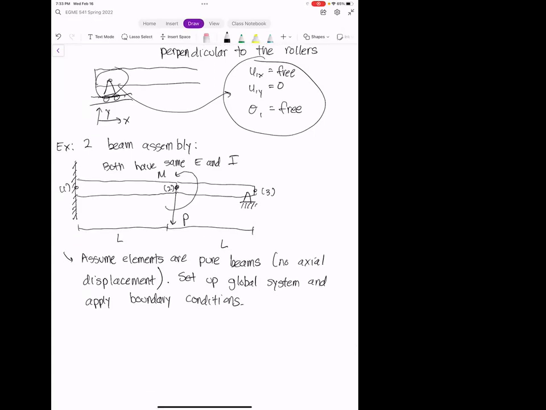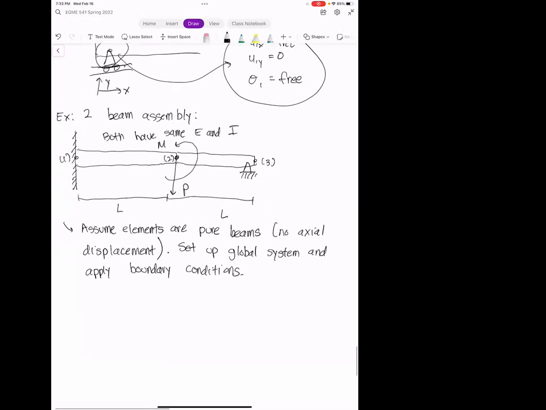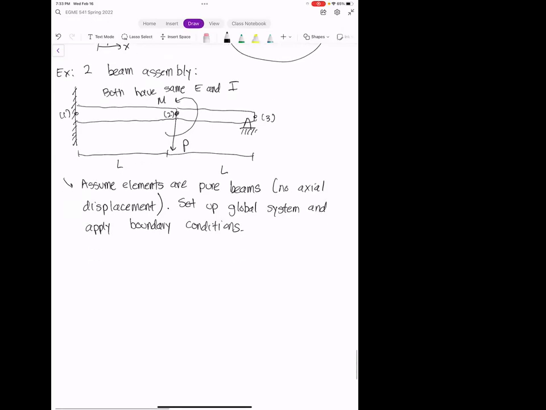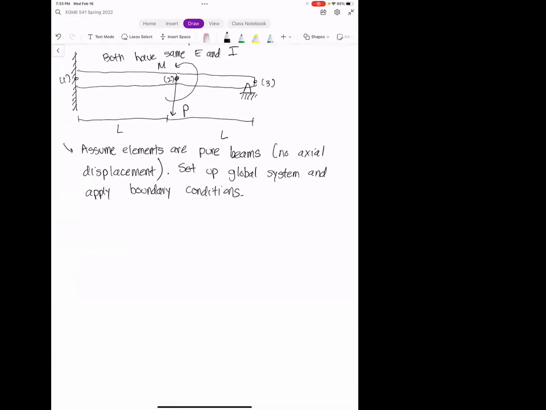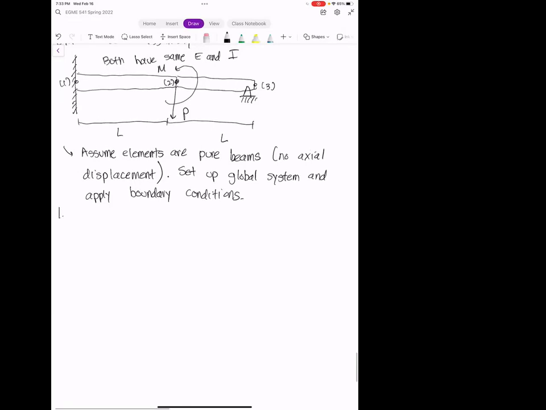Okay. Any questions on the setup for this example? Okay. All right. And so there's no numbers here, so of course we can't solve anything, but we can take it all the way up until the point where we can apply boundary conditions. And so let's go ahead and follow the same process that we've always done, except now we're going to do it with beams. And so remember, the first step in our direct stiffness algorithm is to write out the element stiffness matrices.